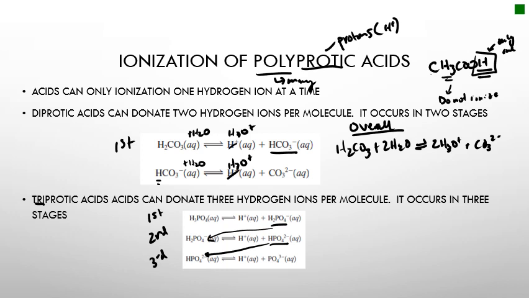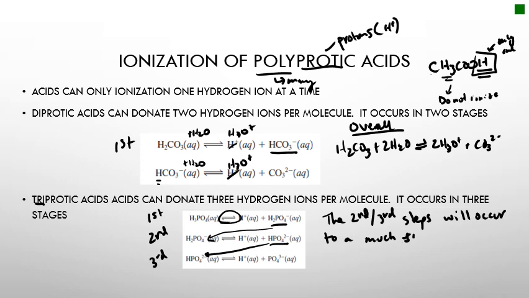Now, the one thing I just want to tell you is that the extent, because this is getting into equilibrium, notice the double-sided arrows. As you get past the first ionization step, the second and third steps will occur to a much smaller extent.